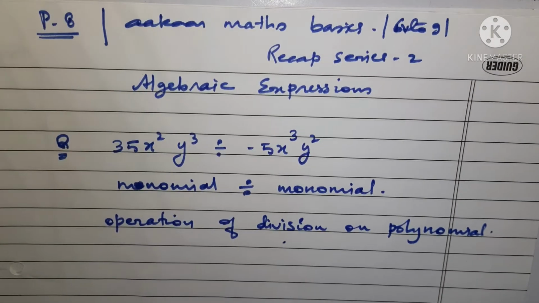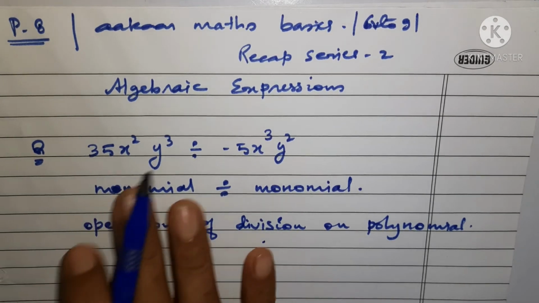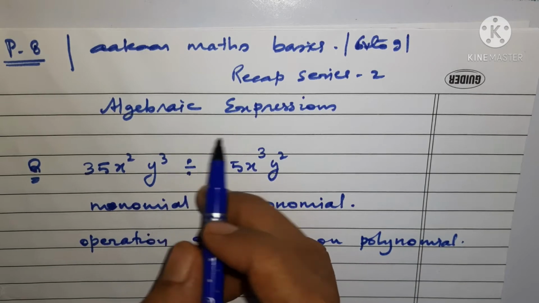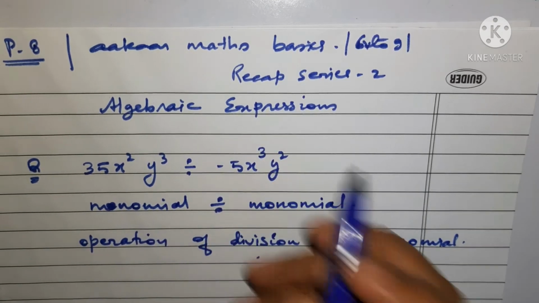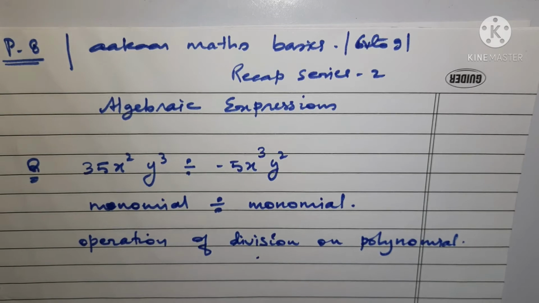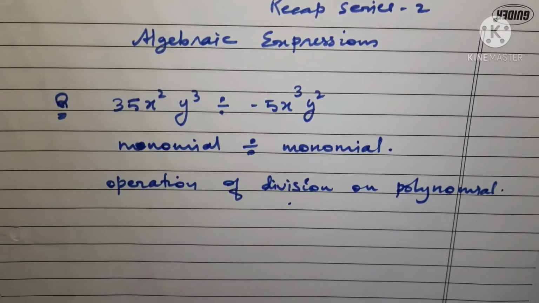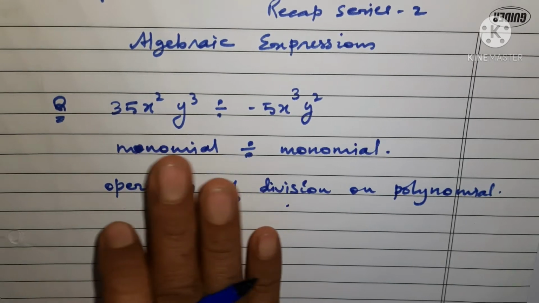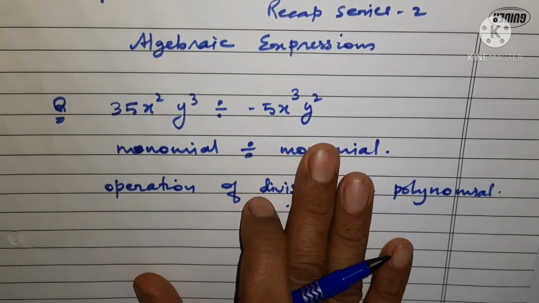So hello everyone, welcome to Aakaar Maths Basics classes. This is recap series number 2. We are going through a series of sessions on algebraic expressions, the chapter in class 9th, or you can say it is also present in class 8. In 9th it is in the form of polynomials. Students from classes 6 to 9 benefit from it because we are going through the basics of the chapter. So stay tuned and keep watching so that you will be able to understand how to divide a monomial by a monomial.